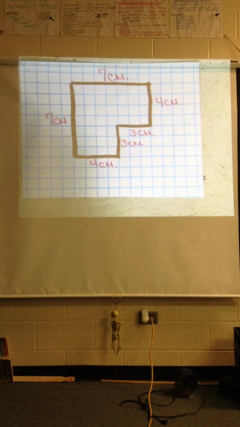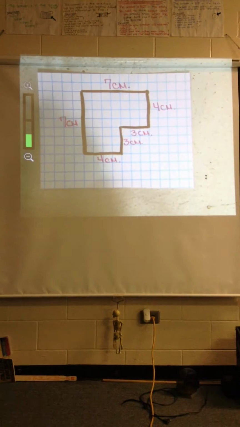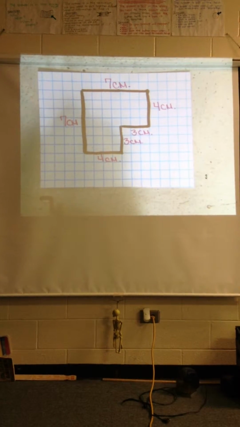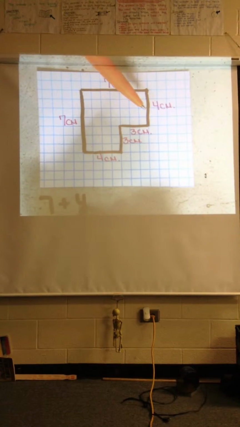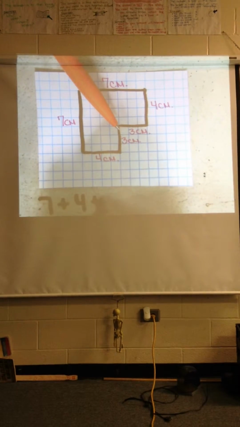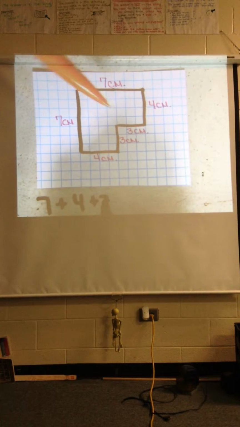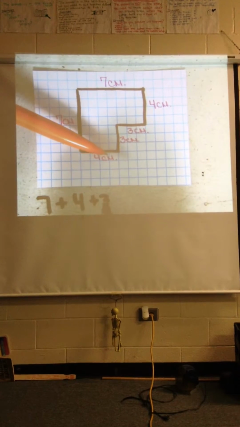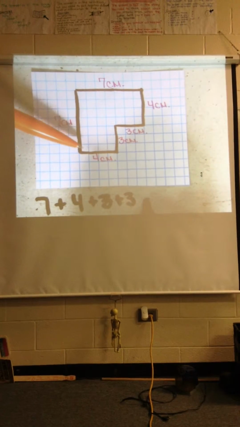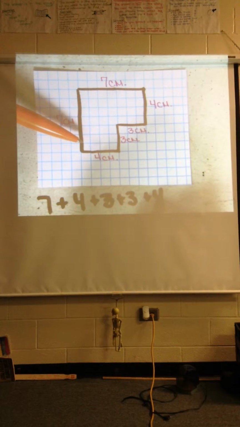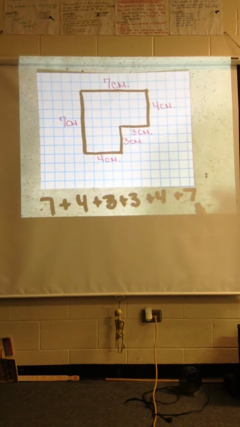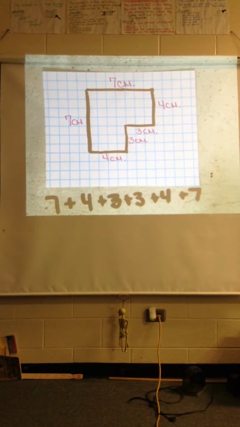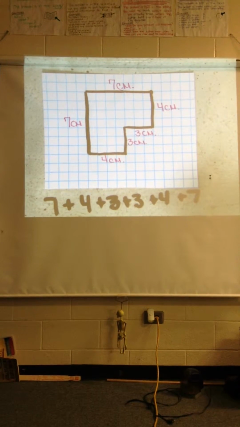I have 7 plus 4 plus 3, which is this. I go down here, plus 3 plus 4 plus 7. Now you can choose how you want to add those up.